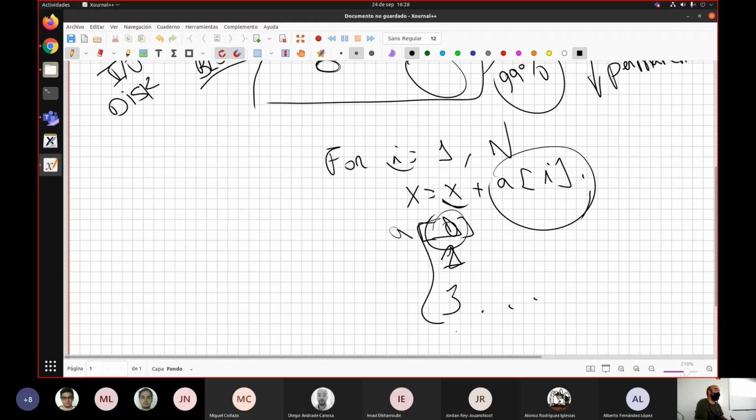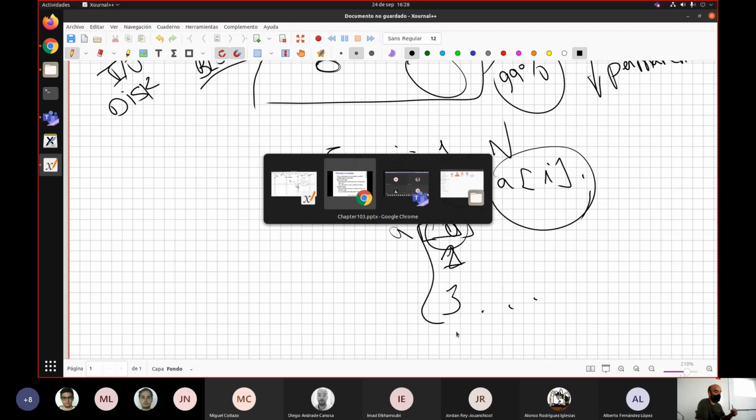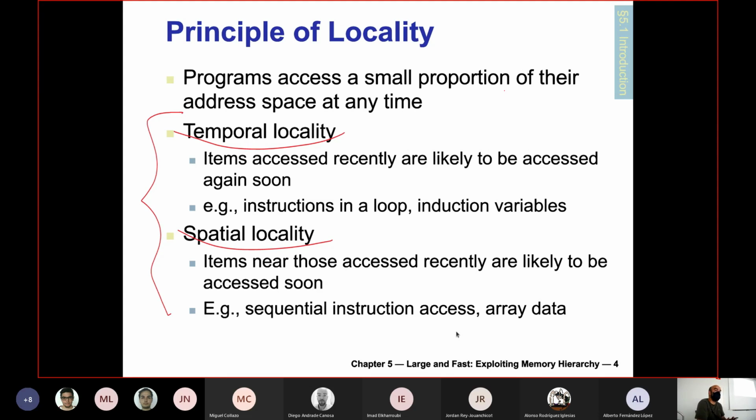Okay, so when you have an application that is regular, do you understand the difference between a regular and an irregular application? Can you think in numerical methods that imply regular access pattern and irregular ones? For instance, a matrix multiplication. In a matrix multiplication, you are accessing a matrix by rows and another matrix by columns. This is a regular access pattern.